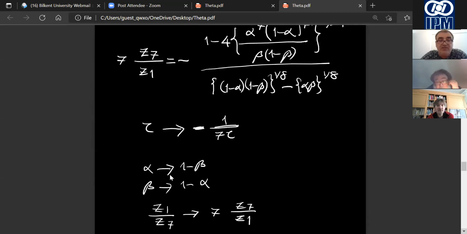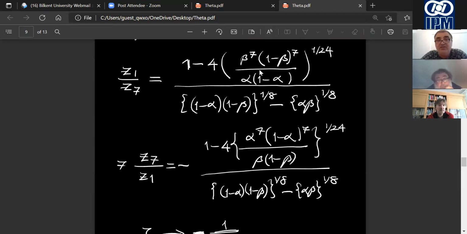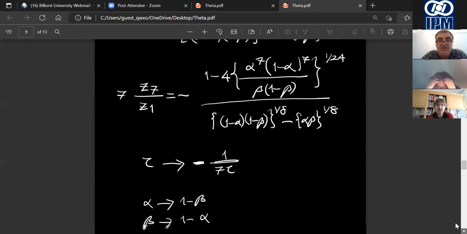If you replace alpha by 1 minus beta, beta by 1 minus alpha, and z1/z7 by 7 times z7/z1, you can go from one modular equation to another modular equation. Basically here, 1 minus beta goes to alpha, beta goes to 1 minus alpha, alpha goes to 1 minus beta, 1 minus alpha goes to beta, and this goes to 7 times z7/z1. So these two are also equivalent using this transformation here.